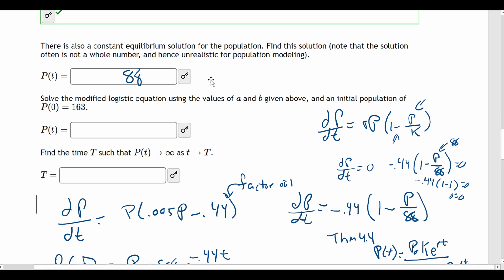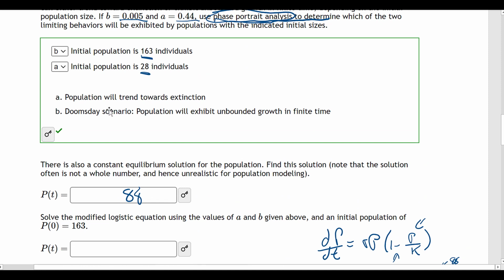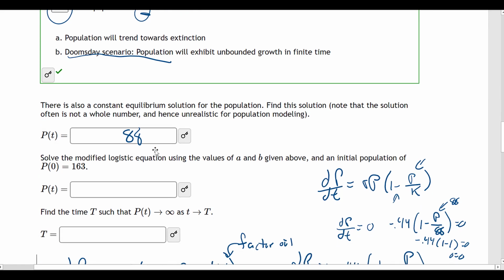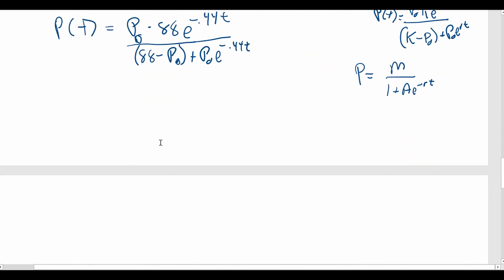Now, given that, we talk about when the population tends towards extinction and when it's going to grow without bound. This person already did this part and they got it correct. So it's going to grow without bound if our population is 163, and that's above the 88. It's going to go extinct if it's below the 88. And you can plug those numbers in too in the final thing. But what I want to get at then is just focusing on the 163 portion.